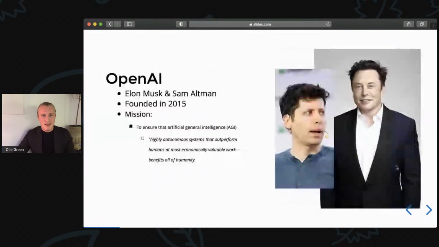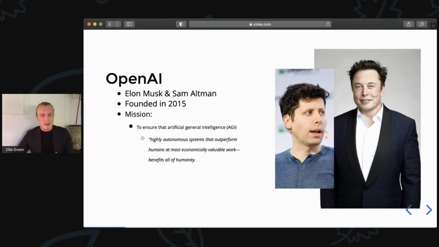Now, GPT-3. OpenAI is the company that has produced this amazing machine learning algorithm. It was founded in 2015 by Elon Musk and Sam Altman. For those who haven't heard about Sam Altman before, he's the former president of Y Combinator and now the CEO of OpenAI. And I think many of you have heard about Elon Musk before, who has been pushing millions of dollars in investments into this project. The whole mission of OpenAI is to ensure that artificial general intelligence is pushed forward, where highly autonomous systems outperform humans at most economically valuable work, benefiting all of humanity. So that's the background to the company.